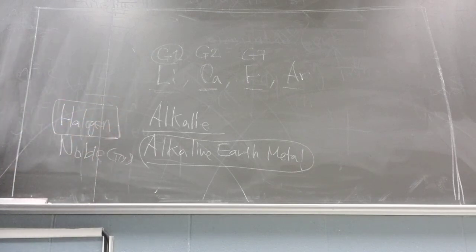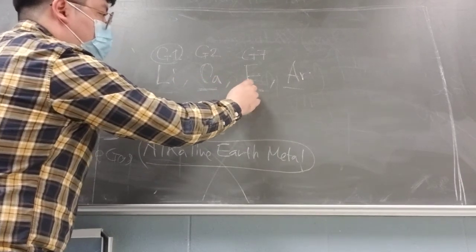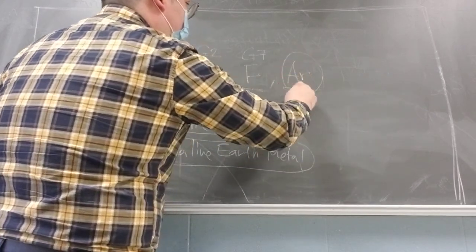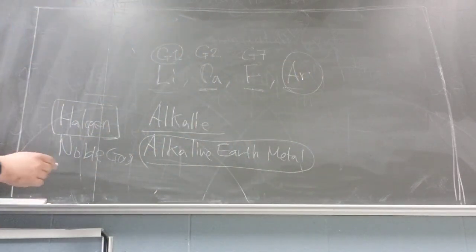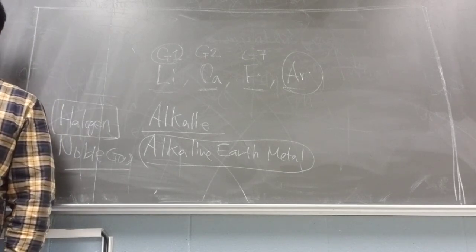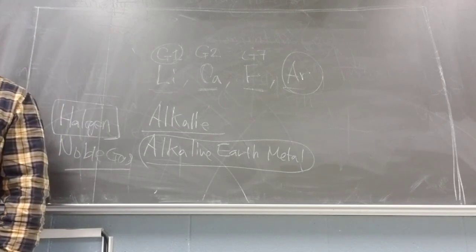Halogen. H-A-L-O-G-E-N. Halogen or halogen. And that is group 7. So second last column is the halogen. Okay? And the last column in your periodic table is, as you know, noble gas. Okay? So whenever you have this type of question, you just need to look at the periodic table and find them where they are.